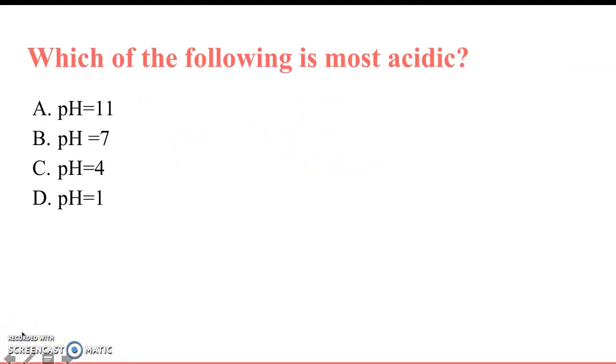Which of the following is the most acidic pH? Again, the pH scale goes from 0 to 14, 0 through 6 being acidic, 7 being neutral, 8 through 14 being basic. Out of the options here, D is the correct answer. A pH of 1 is the most acidic.